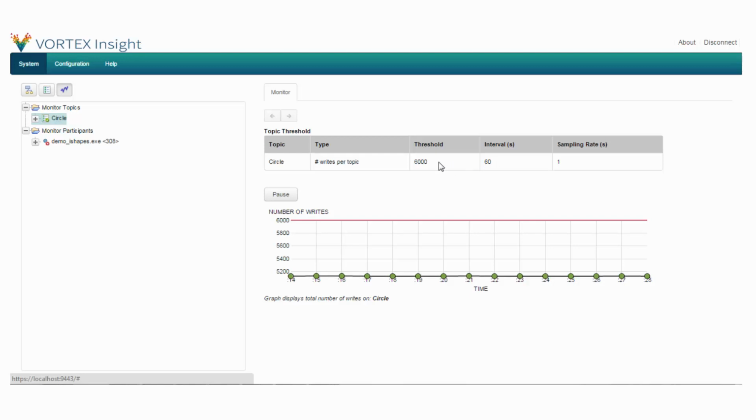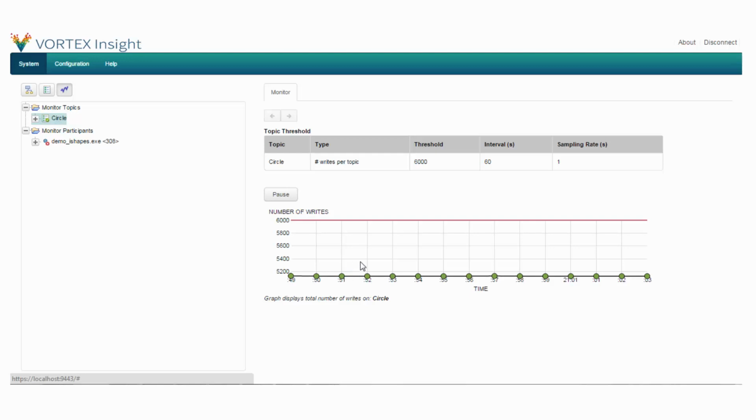For example here, the current threshold will be violated whenever the amount of traffic measured on the topic over an interval of 60 seconds at a given point in time is at least 6,000 writes. The sampling rate is the rate at which Insight checks the state of the topic against the threshold settings. It corresponds to the frequency at which Vortex Insight samples the traffic load for the topic and checks if it violates the threshold.